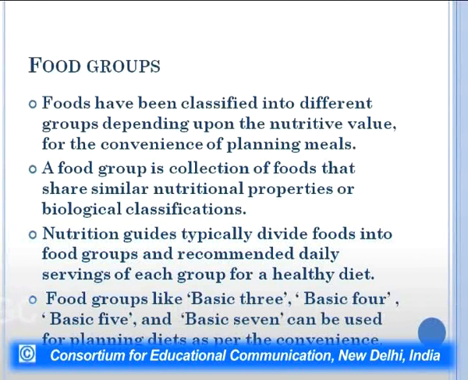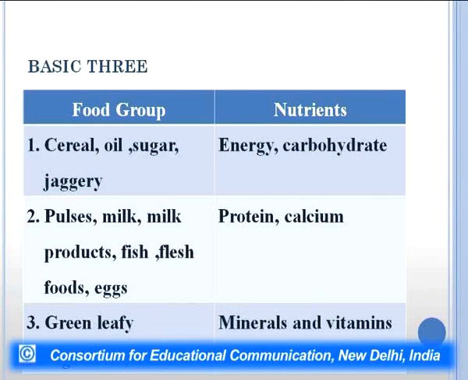And normally we have 4 different types of food groupings: basic 3 food groups, basic 4 food groups, basic 5 and basic 7. Basic 5 food group has been suggested by the Indian Council of Medical Research for Indian conditions. I will tell you basically what these groupings are and what nutrients are present in those groups.